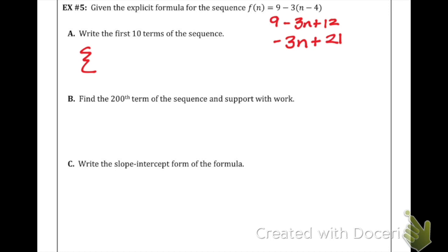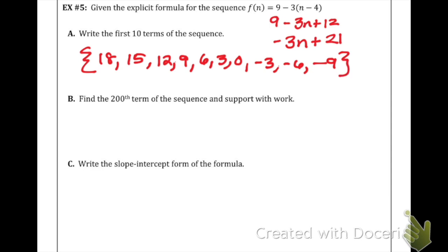So when I plug in 1, negative 3 plus 21 is 18. Plugging in 2, negative 6 plus 21 is 15. Plugging in 3 would get me an output of 12. Plugging in 4 would be 9, which now I can see it's just going down by 3 each time, right? Because that's my slope or my rate of change, which is my common difference. So 6, 3, 0, negative 3, negative 6, and I think we end with a negative 9.